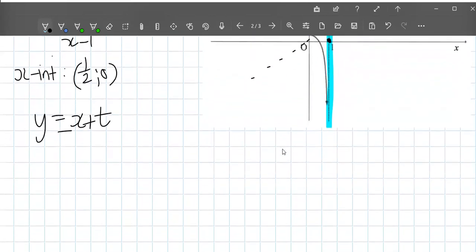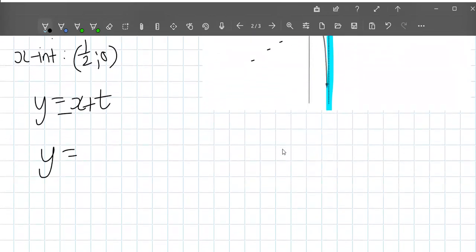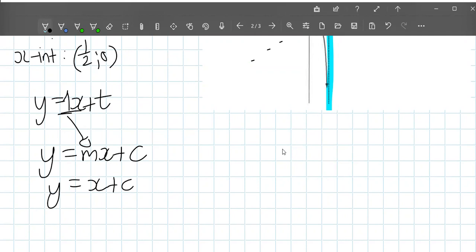So the way we can do it is just get your usual equation for a line, y equals mx plus c. And we know that m is 1. It was given. So m is 1. So it's y equals x plus c. So the only unknown parameter is still c.